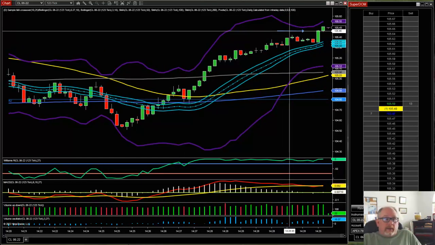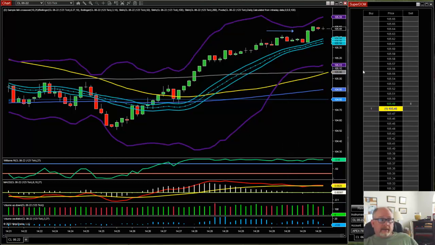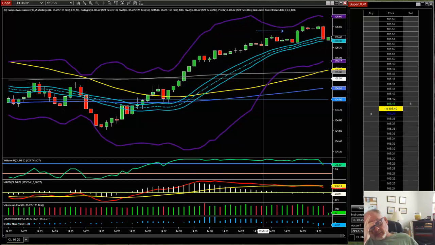Closing out all trade. There it is. It hit it. Ah, you bastard. Hit both. Hit them both. 1p and 1.5p. Close out right there. That's your closeout.